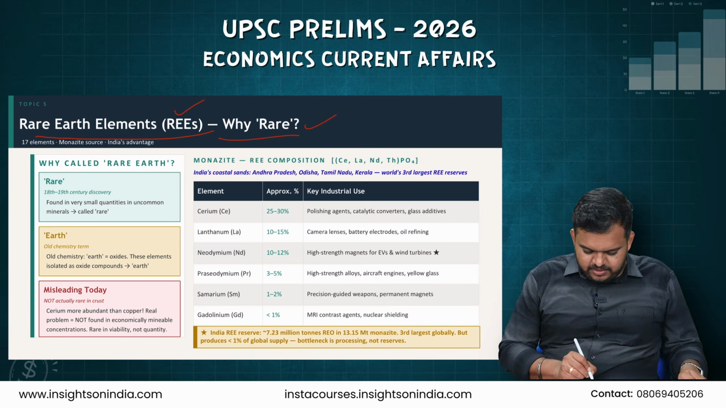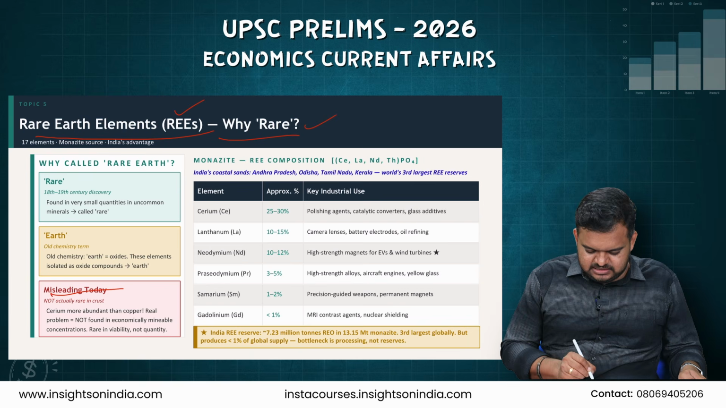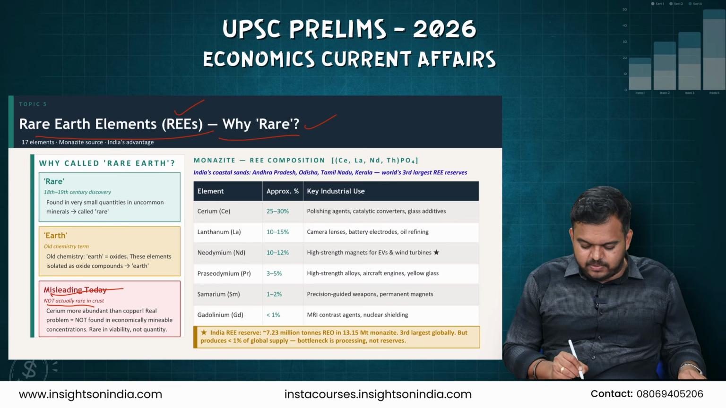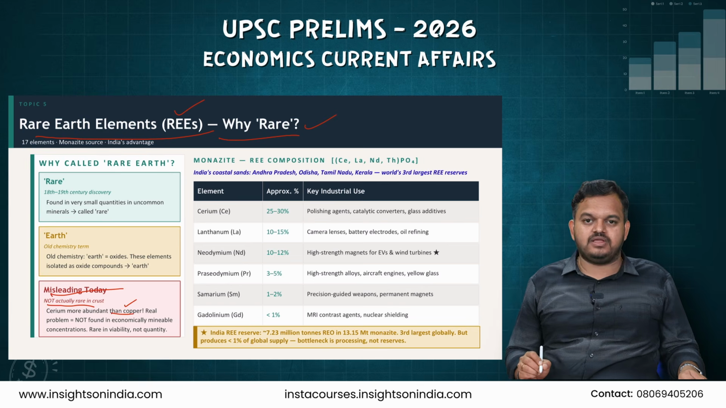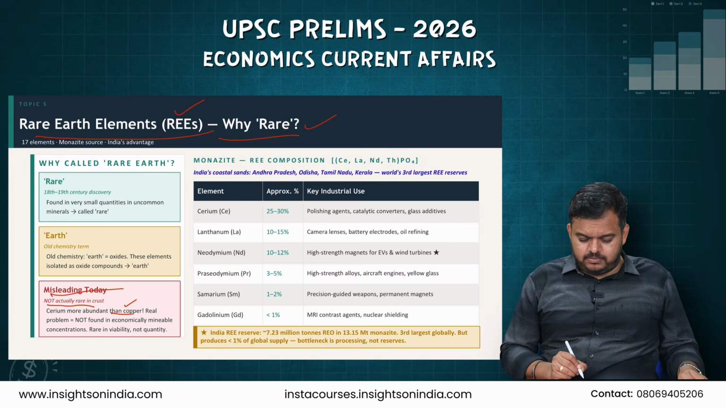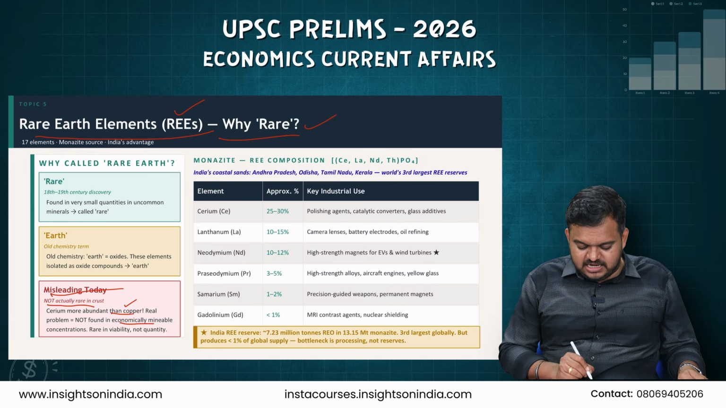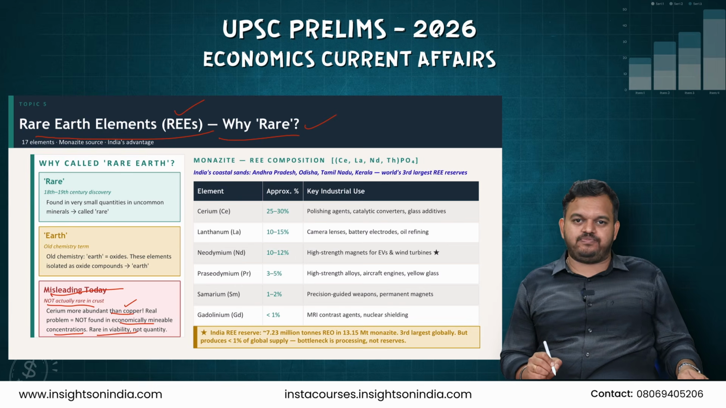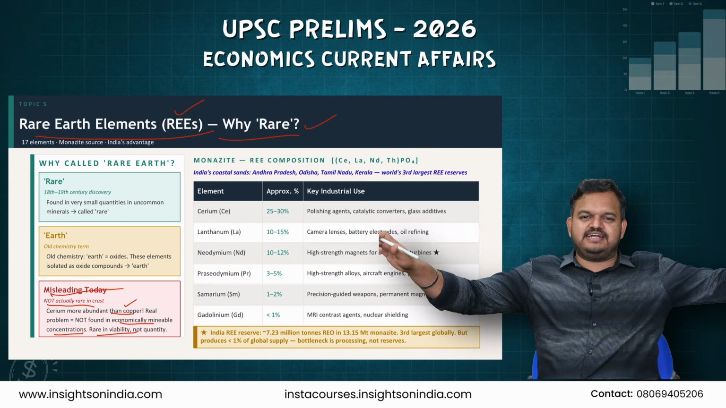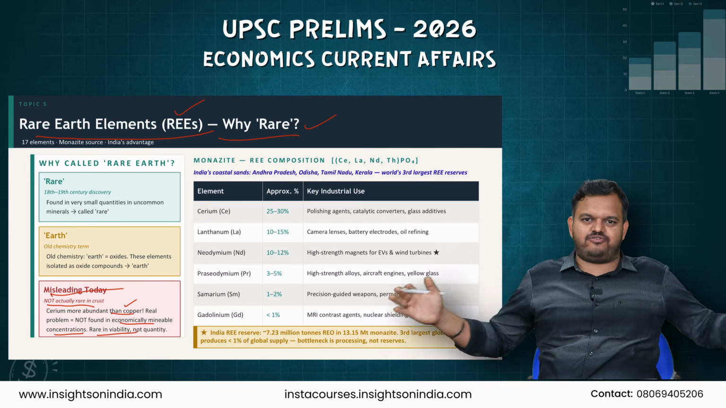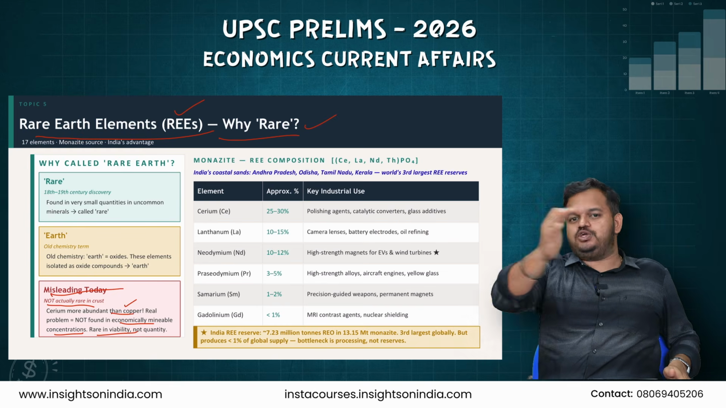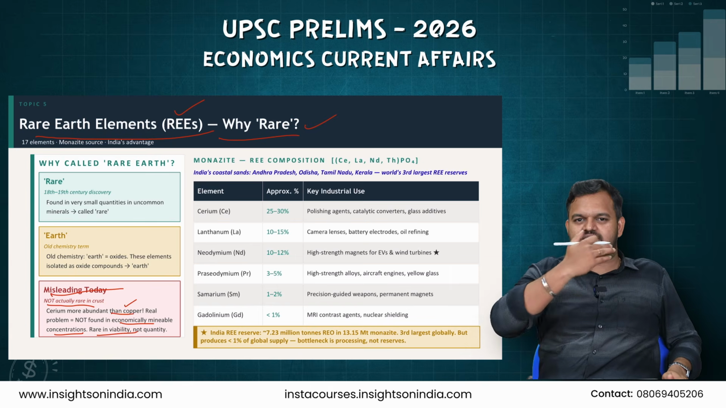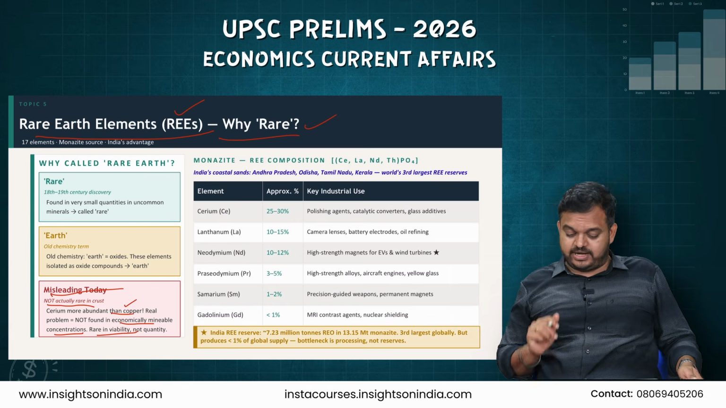Right? Rare is misleading because they are actually not rare. Cerium, for example, is more abundant than copper itself. The real problem is that they are not found in economically mineable concentrations. Rare in viability, not quantity. Here and there, they are just sparsely distributed. If you want to mine a certain quantity of rare earth element, you should explore a huge area and set up your infrastructure across a huge area. That makes it economically unviable, right?